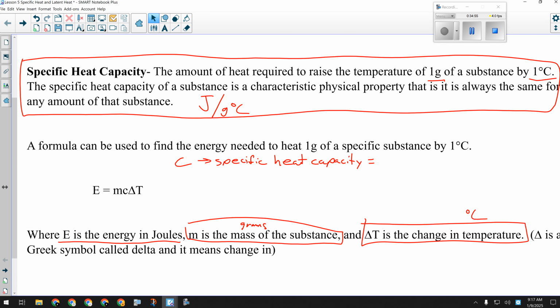Its units obviously are joules. That doesn't look like a J. Joules per gram degree Celsius. Okay, what does delta mean? Right, so it'll be final temperature minus initial temperature.